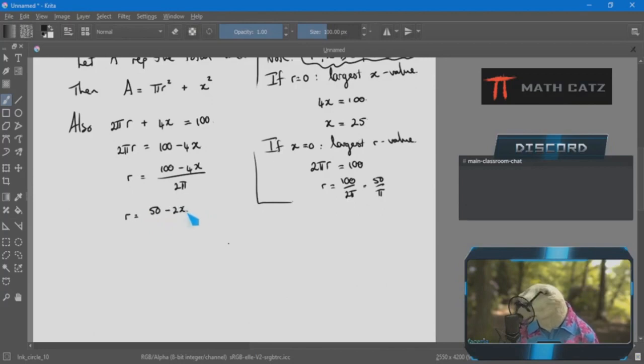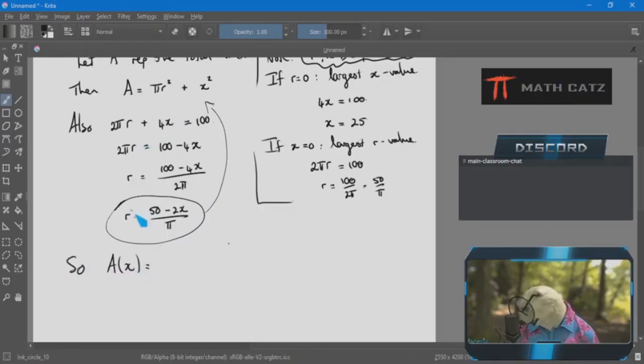50 minus 2x over pi. I'll put a little circle around that, circular shape, so I can find it easily when I need to. And now you can look at the function by putting this equivalent expression for r, but in terms of x, into the function. So now I have a function that just depends on x.